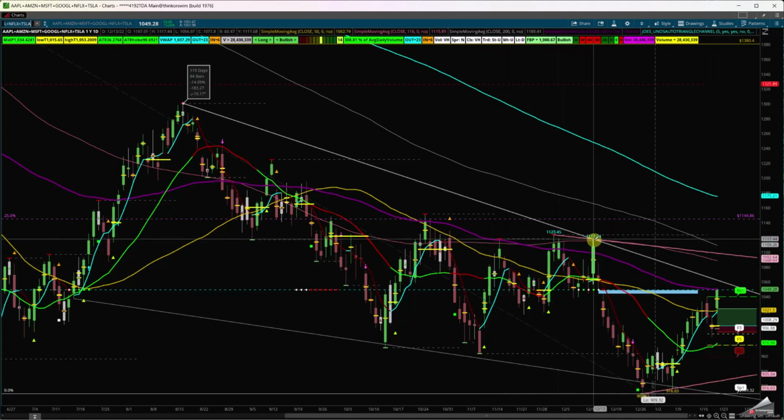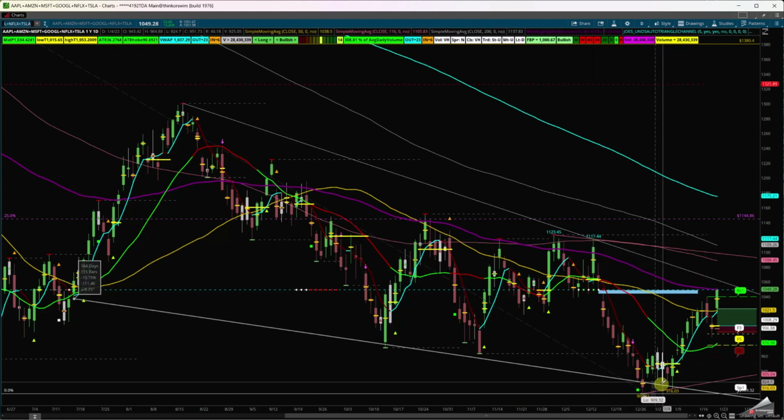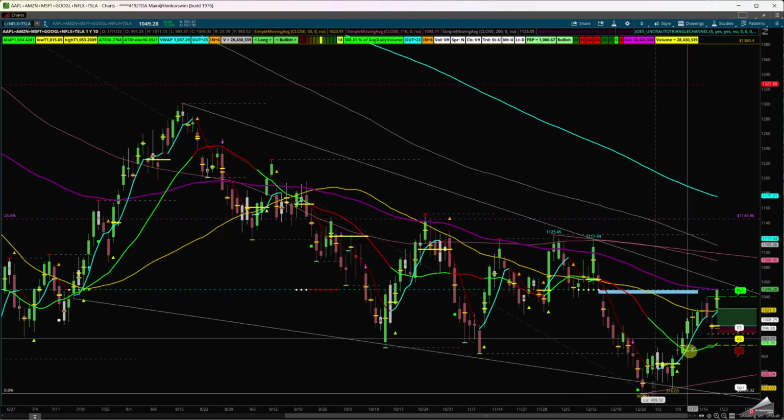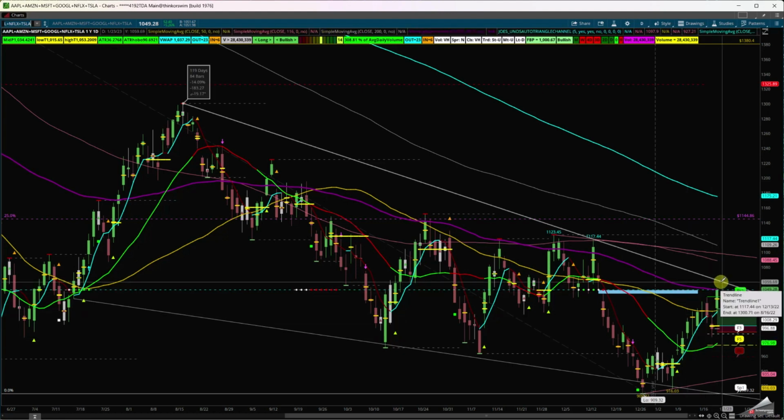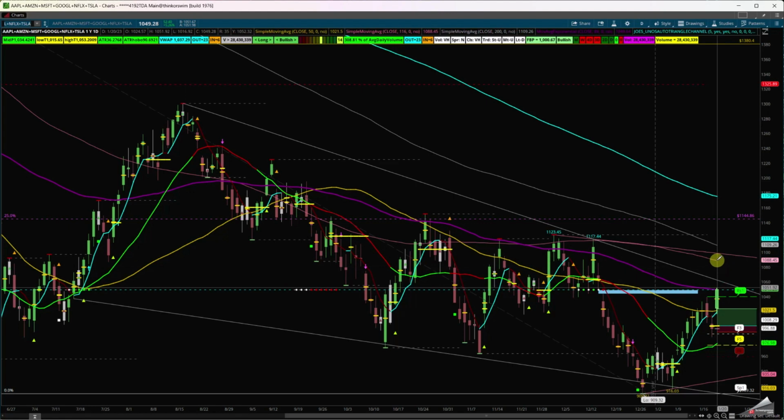We tested it once, twice here, fell back in. Now we cleared the 18. We crossed the 5 and 18, off to the races. Do we end up clearing this channel to come back to the 116 simple moving average on the daily and the backside of this channel? Because this is a symmetrical triangle.